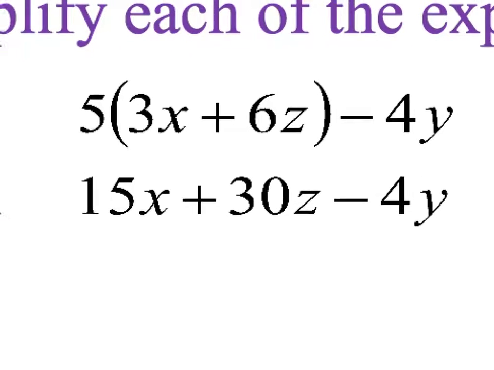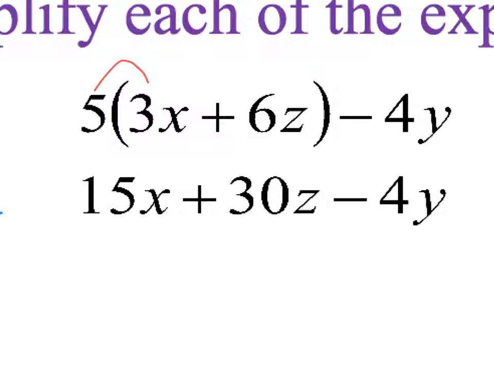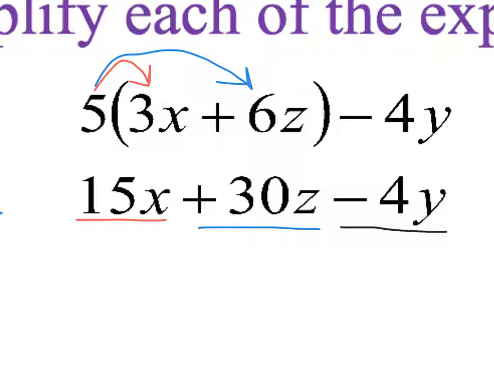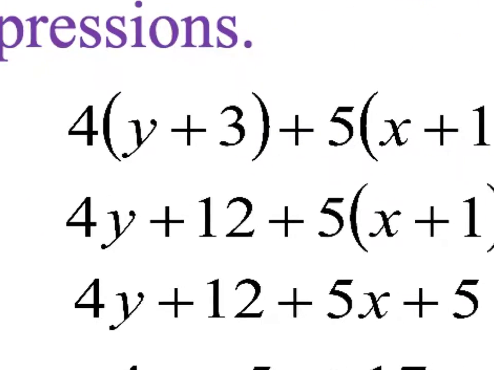Now we've got this one right here, same process. We're going to do 5 times both of these, which is going to give us our 15x. It's going to give us a 30z, and then it will give us a negative 4y because it is not distributing anything to that. And once again, we have an x, we have a different variable of z, and then we have our y variable, and they are all separate variables, so we cannot combine them, so that is completed.